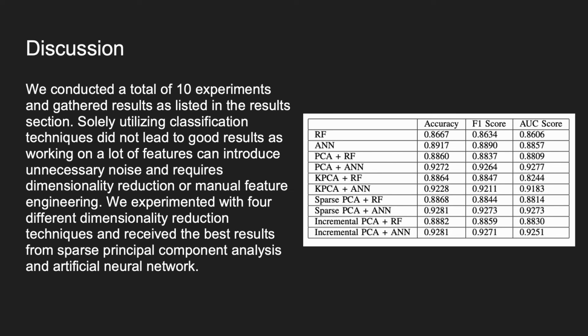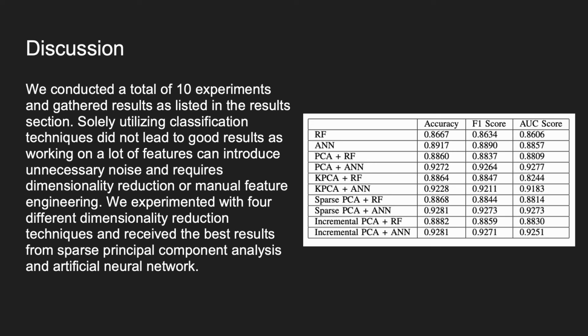For the discussion, the conclusion we have come up with is based on conducting a total of 10 experiments and gathering the results as listed in the results section. Solely utilizing the classification techniques did not lead to great results, as we can see in the case of RF and ANN, while combining them with dimensionality reduction techniques, they are much better and more fruitful, which we can also see through this table that shows the accuracy, F1 score, and area under the curve scores for all the 10 experiments that we have done.